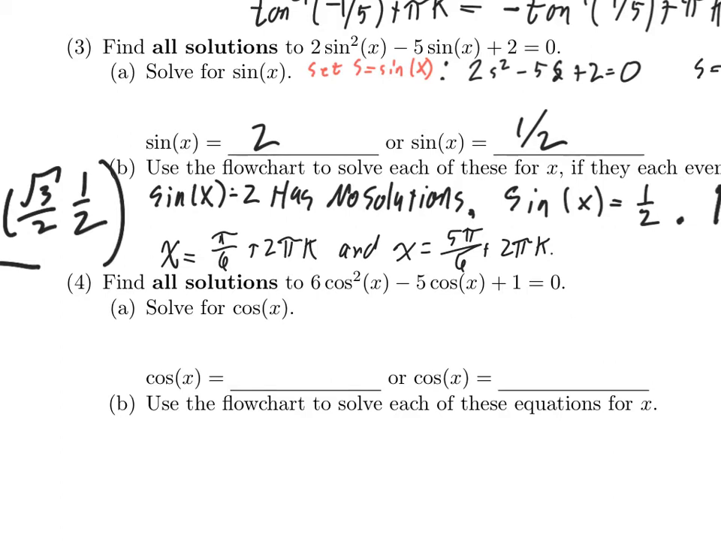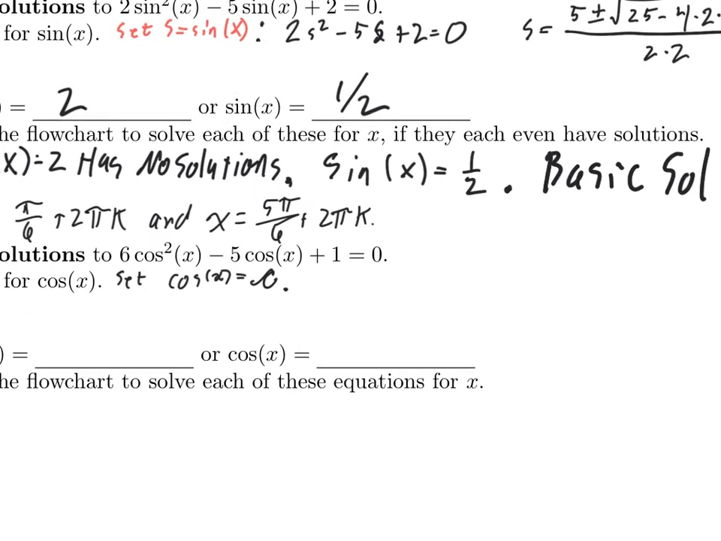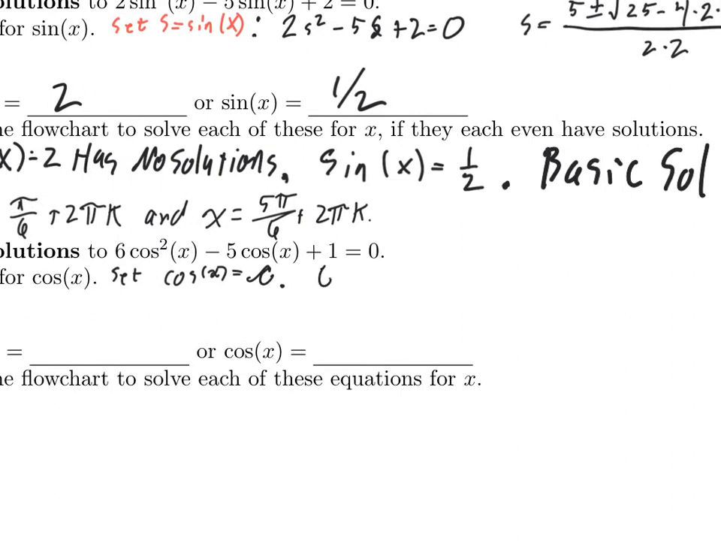6 times the square of the cosine of x minus 5 times the cosine of x plus 1 is equal to 0. Let's try to solve that. Step 1, solve for cosine of x. Let's go ahead and set cosine of x equal to c, just so I don't have to write cosine so many times. That will give me 6c squared minus 5c plus 1 equals 0.